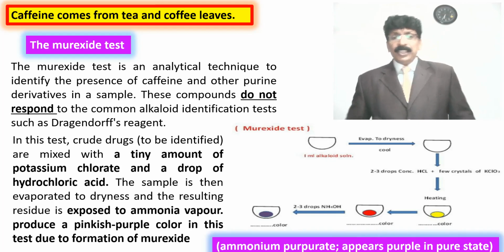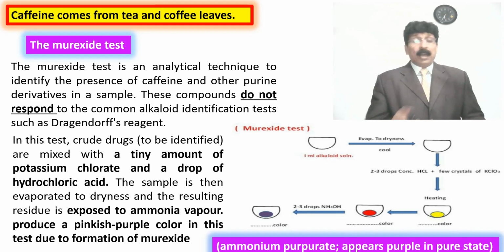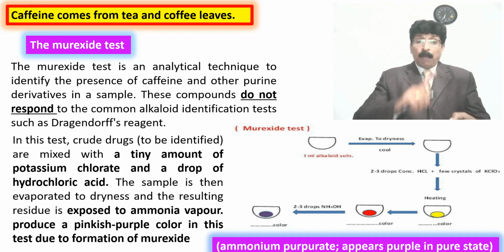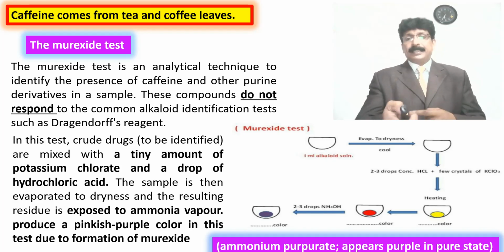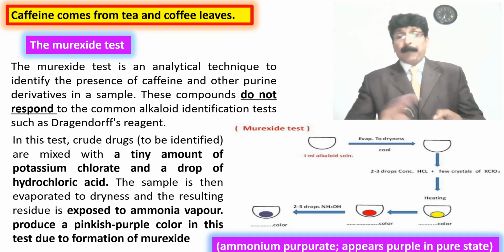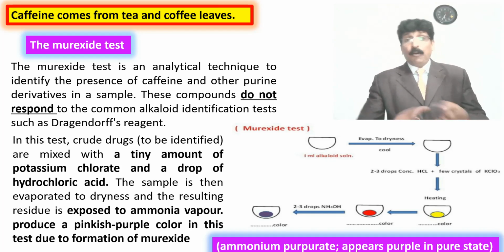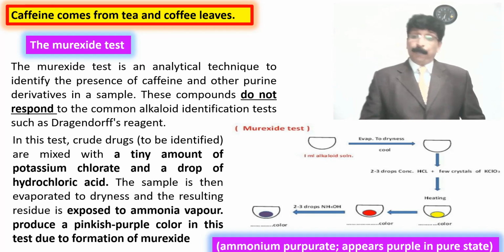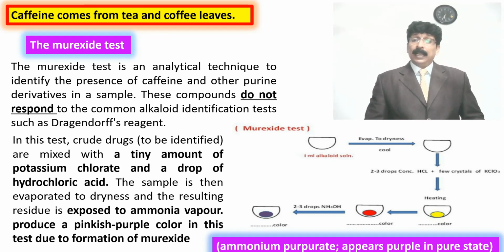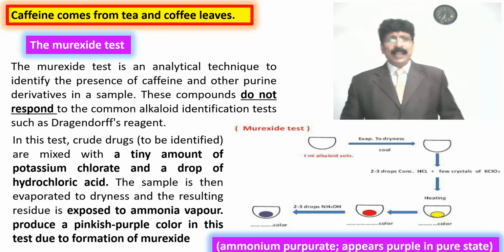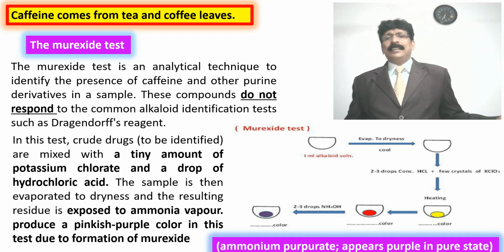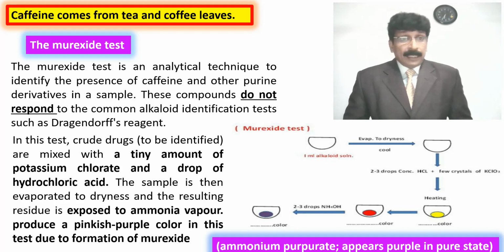So this ammonium purpurate, that is why it is purple, purpurate, ammonium purpurate is called murexide. This ammonium purpurate appears purple in a pure state. It shows that the sample contains caffeine.